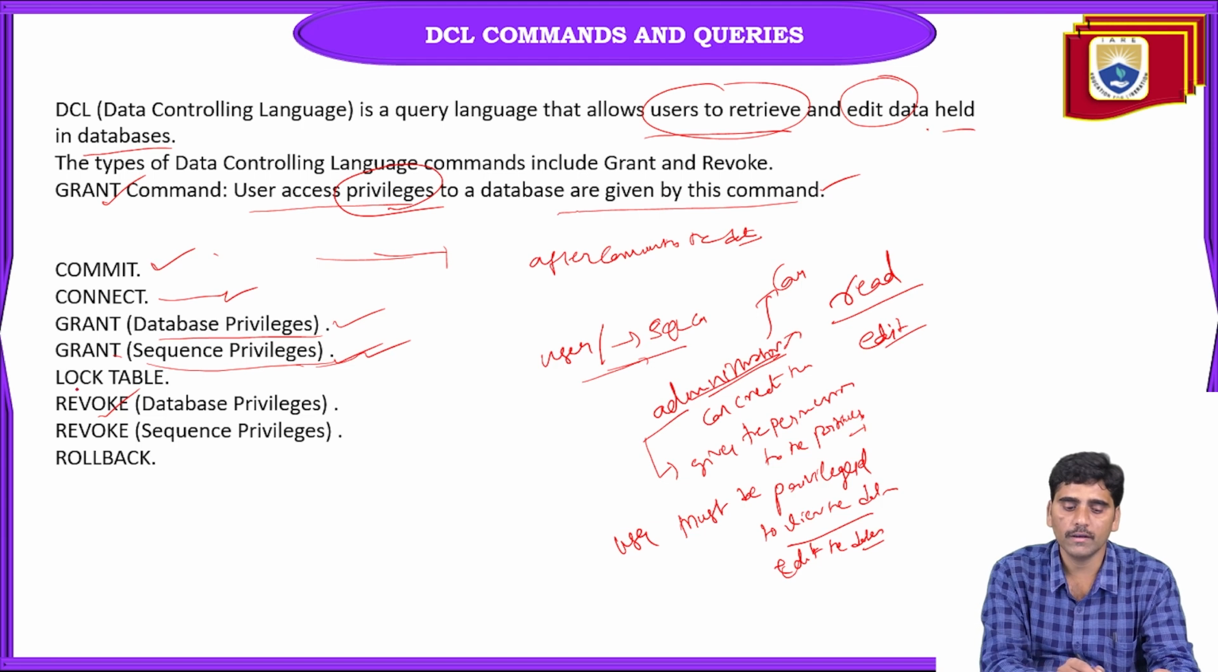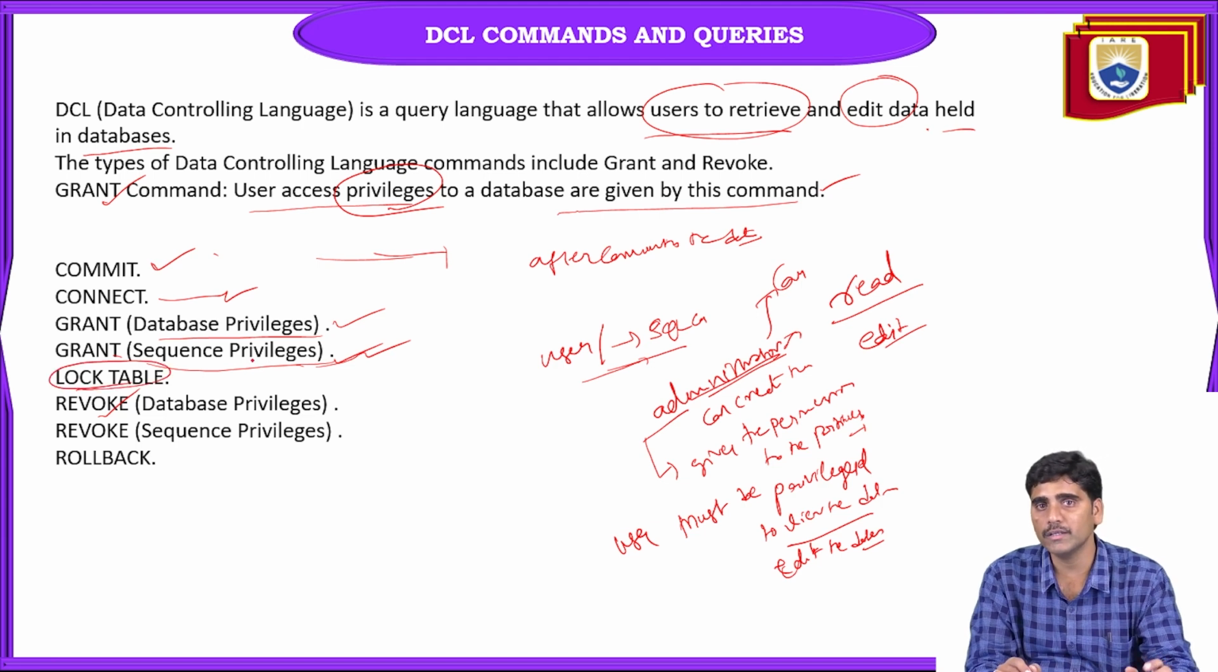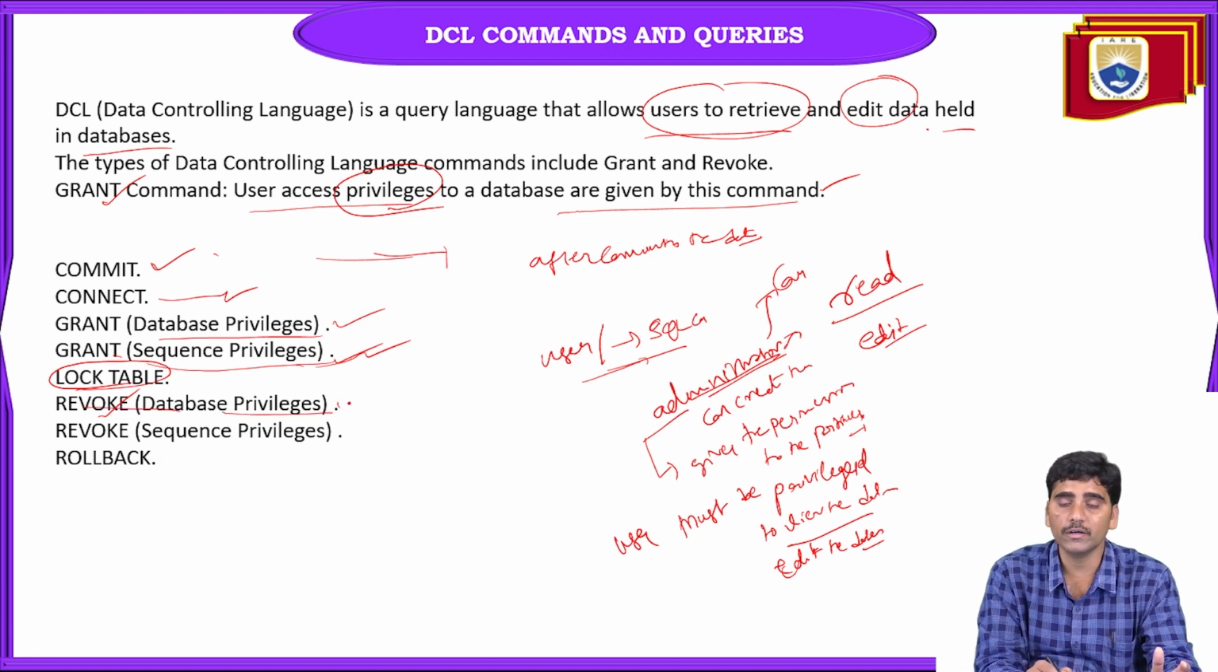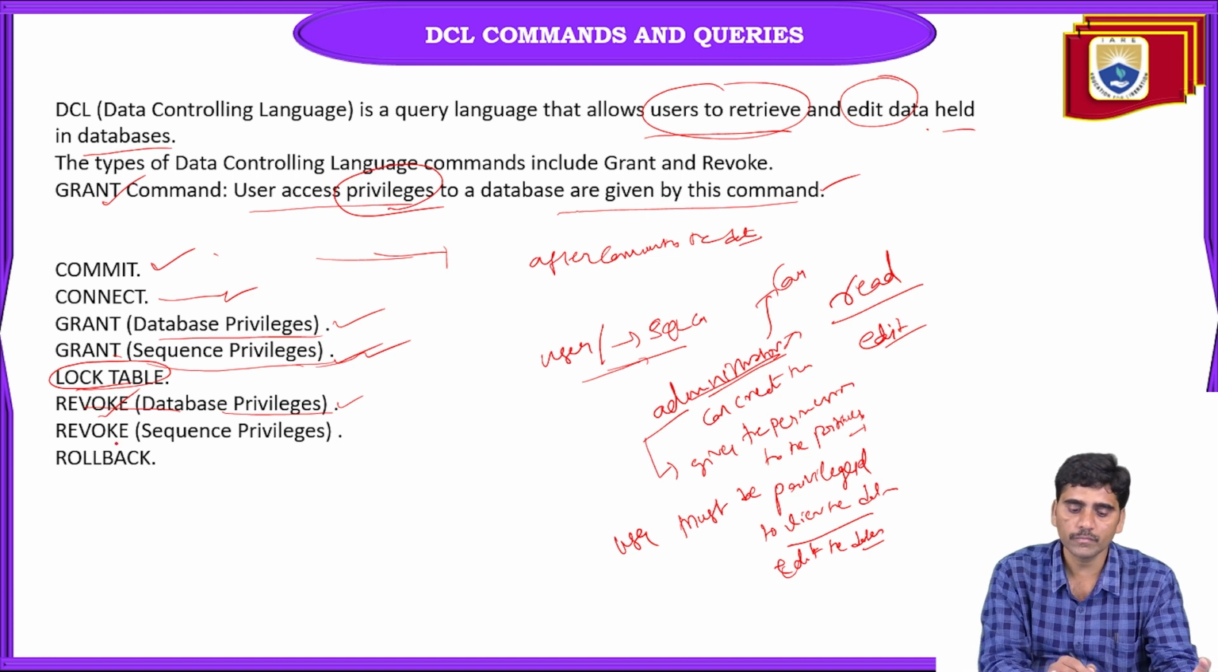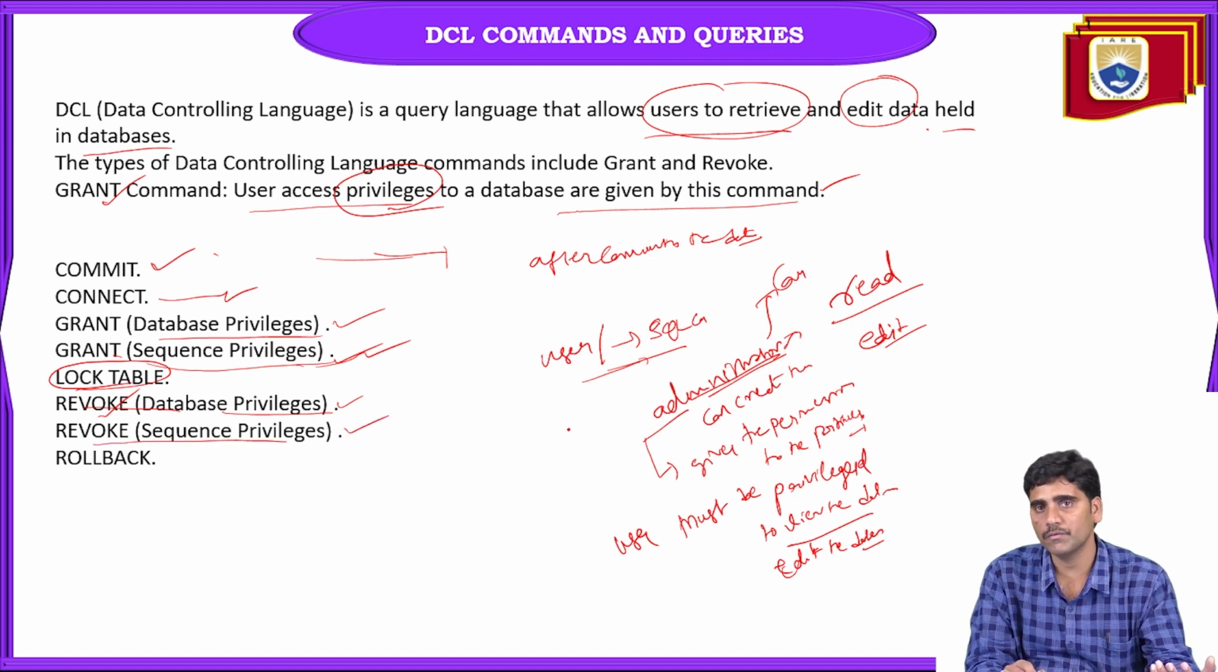Similarly, lock table. If any table is locked, then the table is not able to perform different types of commands. And revoke. Revoke database privileges: whatever database privileges were applied by granting are revoked again from that particular user. So we can take back the privileges from that particular user. And similarly revoke sequence privileges.